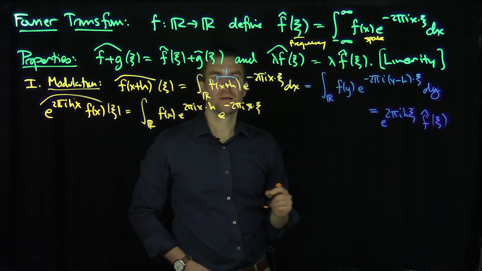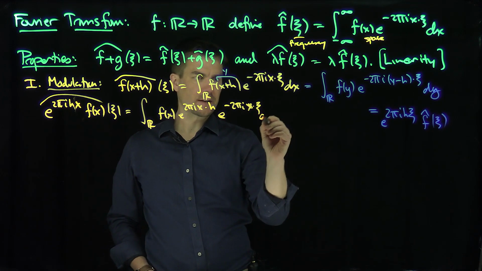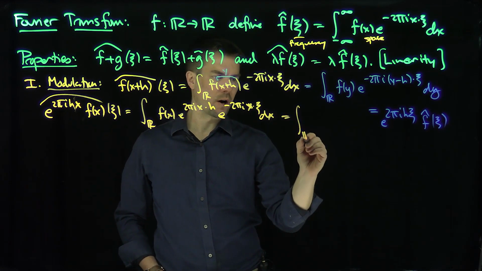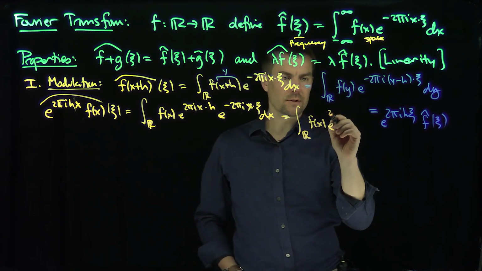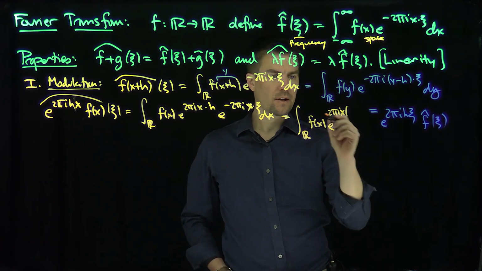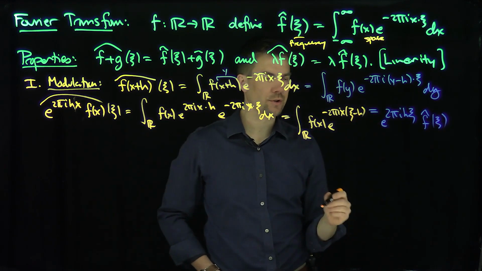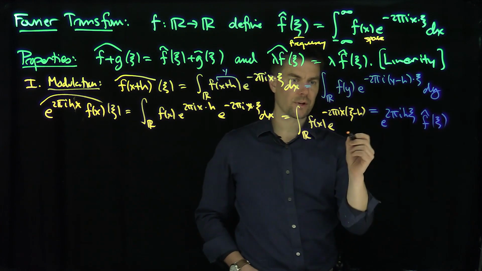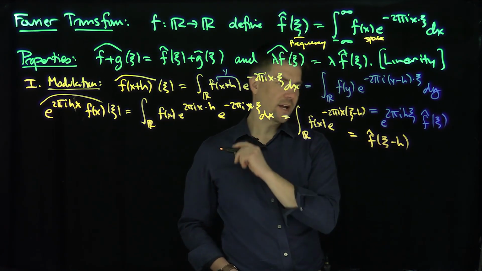Okay? And so this is just going to give me a what? This whole thing over here, dx of course, is just going to be the integral over R of f of x e to the -2 pi i x times (xi - h) dx. So this is just the Fourier transform shifted over by h units. So this is, of course, just f hat of xi minus h.